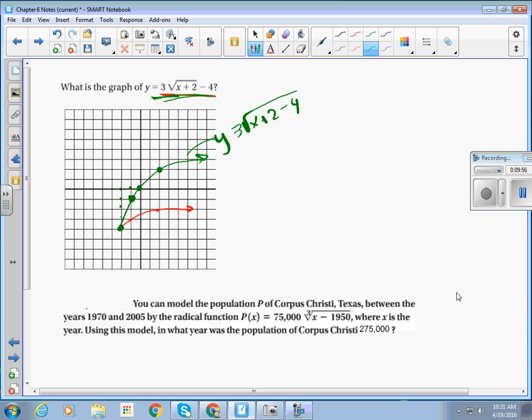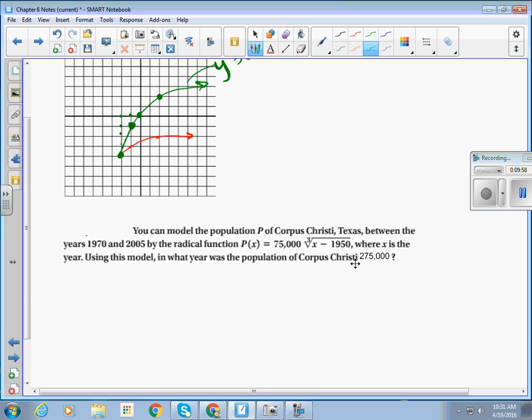So let's take a look at a word problem where we're going to use graphing to help us solve. You can model the population P of Corpus Christi, Texas between the years 1970 and 2005 by the radical function P of x equals 75,000 cubed root x minus 1950, where x is the year. Using this model, in what year was the population of Corpus Christi 275,000?